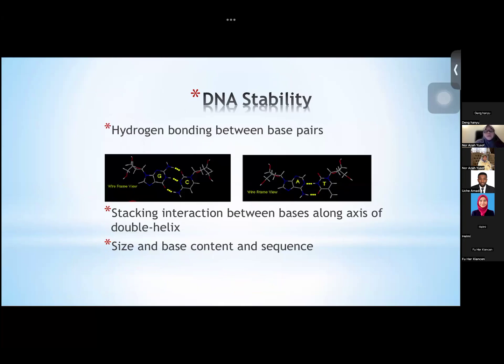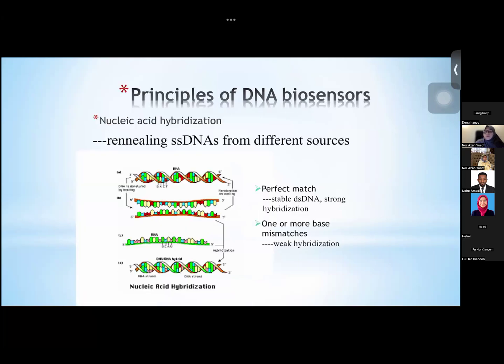All right, so this is just to show you how the interaction between the bases is based on hydrogen bonds. I have also shown examples of perfect match and the possibility of mismatches because of the sequence. Remember that it has to be A with T and C with G.